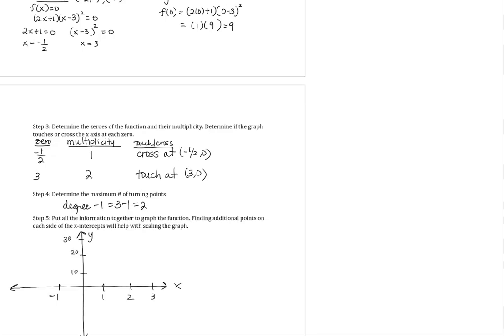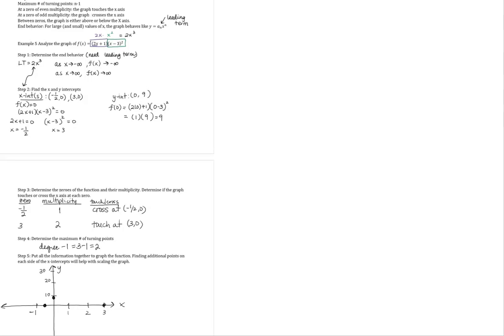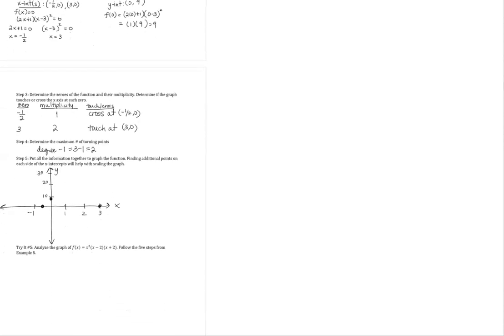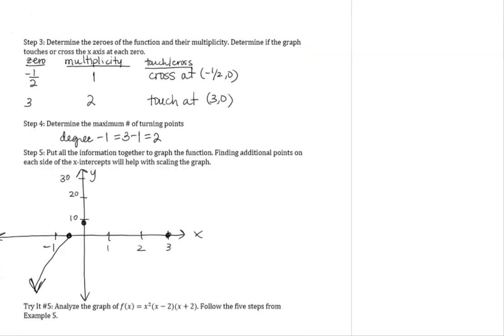Okay, so what information do we have? We know we have an x-intercept at (-1/2, 0), and we know we have an x-intercept at (3, 0), and a y-intercept at (0, 9). We also know the end behavior was that the left end of the graph shot down. So I am going to start from the bottom down here on the left side as I come in and approach that 0. I also know that the right end of the graph shoots up. I'll deal with that as we continue to work our way through.